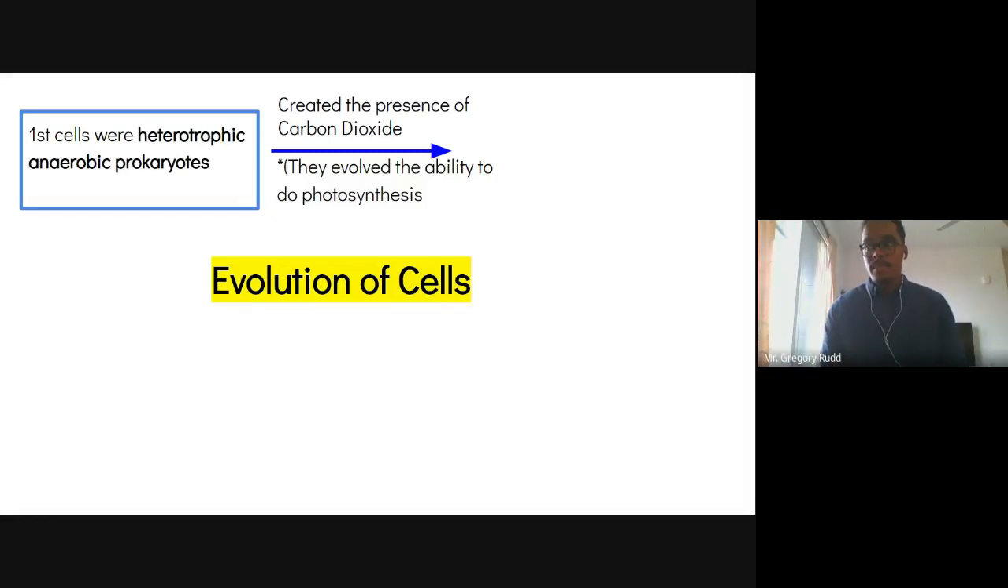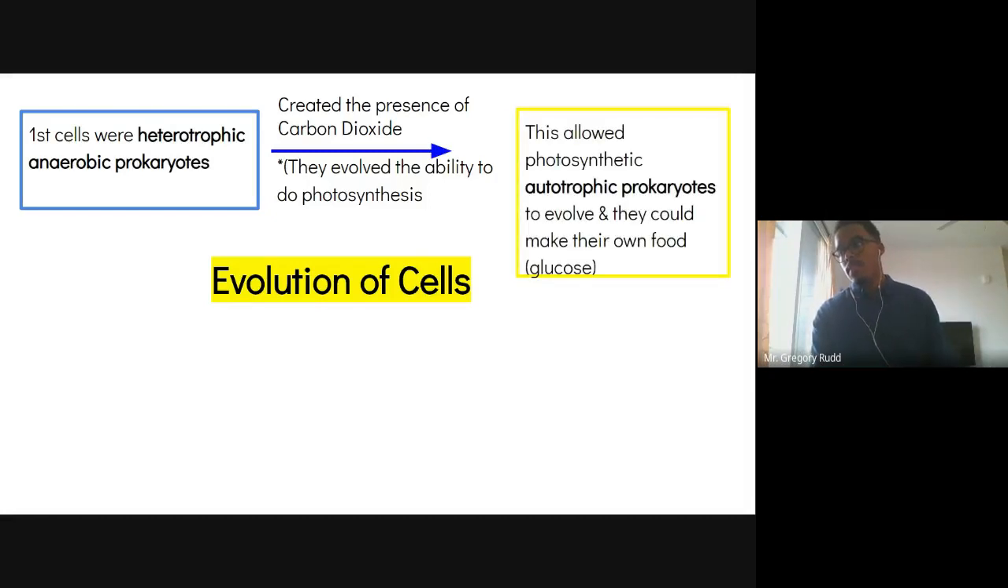As a result of all this photosynthesis taking place, the atmosphere starts to be filled up with oxygen. That's going to be important soon. But keep in mind, originally, the atmosphere is basically just carbon dioxide, which, of course, is needed for photosynthesis. This allowed photosynthetic autotrophic prokaryotes to evolve so that they can make their own food. That's what autotrophic means, make their own food. As they start making their own food, they're releasing oxygen.